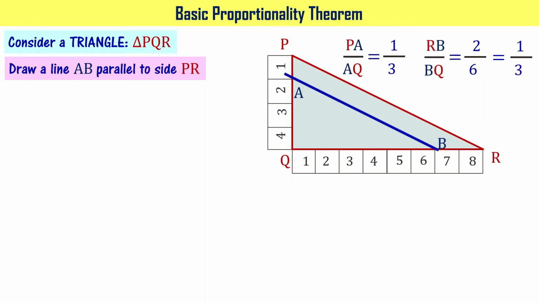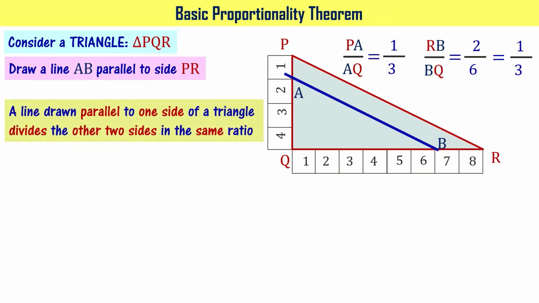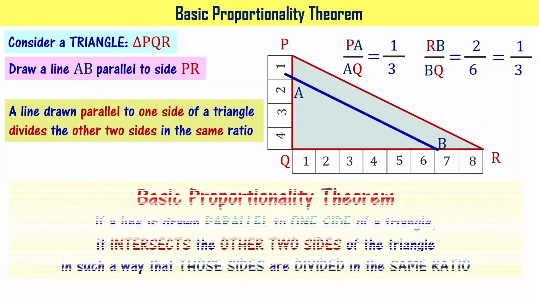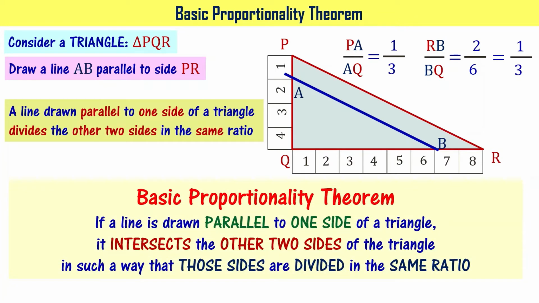So now what we can say is a line drawn parallel to one side of a triangle divides the other two sides of the triangle in the same ratio. This is exactly what is called the basic proportionality theorem. If a line is drawn parallel to one side of a triangle, it intersects the other two sides of the triangle in such a way that those sides are divided in the same ratio. Please note this theorem, the basic proportionality theorem.